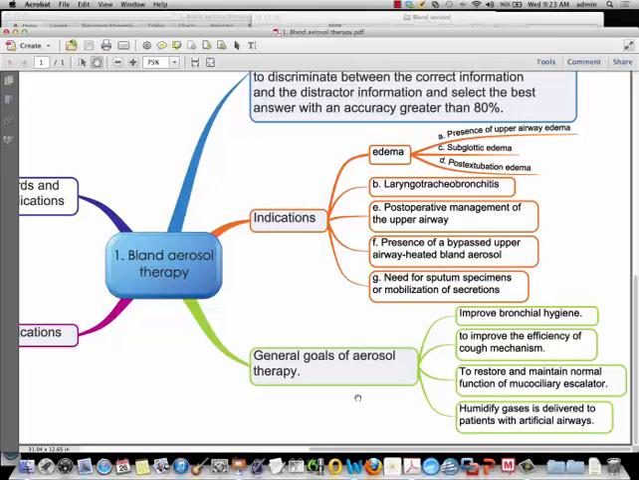Now, bronchial hygiene, I actually should put as number one, and then I should put to improve the efficiency of the cough mechanism and to restore and maintain normal function of the mucociliary escalator under bronchial hygiene. They really should be subsets of that, meaning under a heading. In other words, bronchial hygiene is about coughing. Bronchial hygiene is about improving the mucociliary escalator. Those are the only two things you work on in bronchial hygiene.